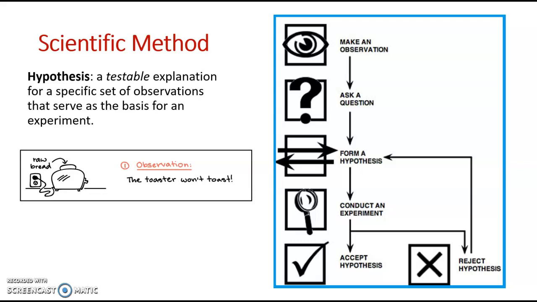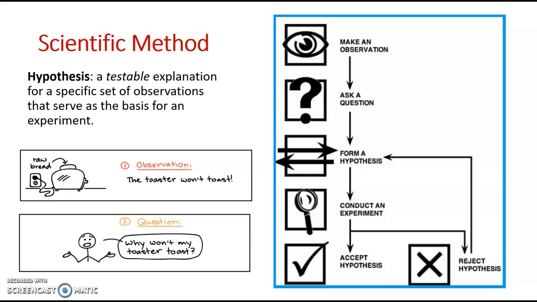So I'm going to walk you through a kind of silly everyday example, just to show you how this works. So if your observation is, my toaster won't toast. That's a general observation. My bread is not getting hot. I'm not going to be able to have toast this morning. What's the logical question that you might ask after making that observation? Hopefully you said, why won't my toaster toast? So now we have made an observation, my toaster doesn't work, and we've asked a question. Why won't my toaster toast? Why doesn't this thing work?